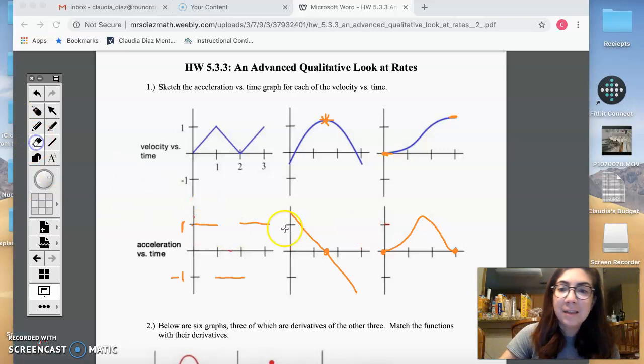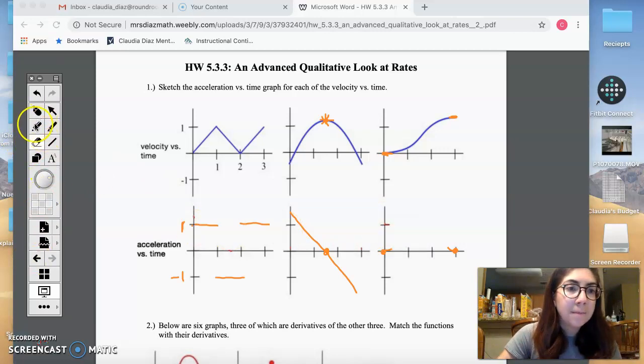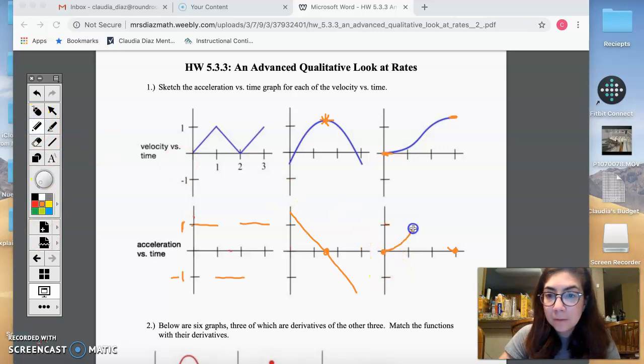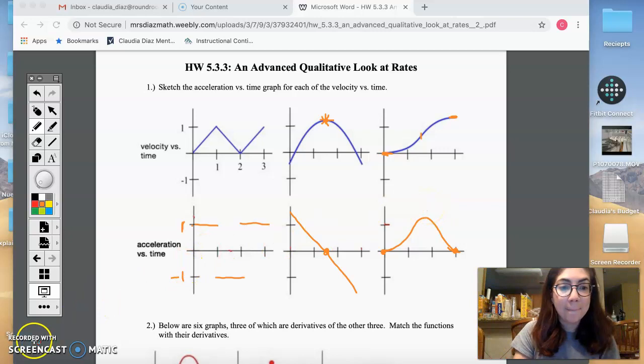Let me clean that up because I want it to be more symmetrical. This point right here is the highest slope, and that's going to be that maximum. So it looks something like that. And that's going to be the acceleration graph for this velocity graph. Remember, we're thinking about slope this entire time.